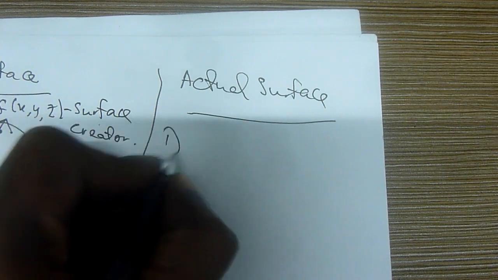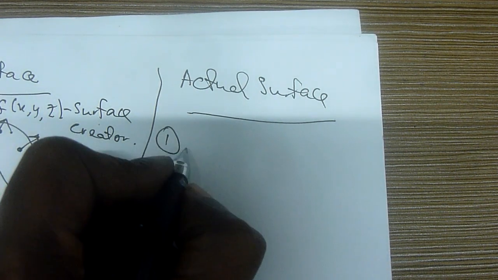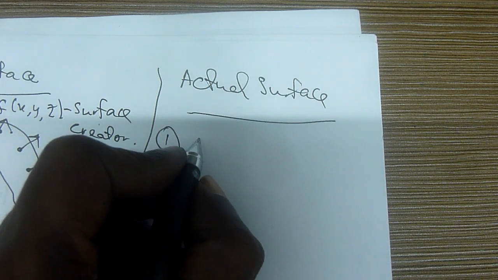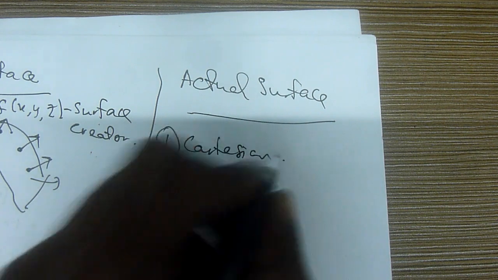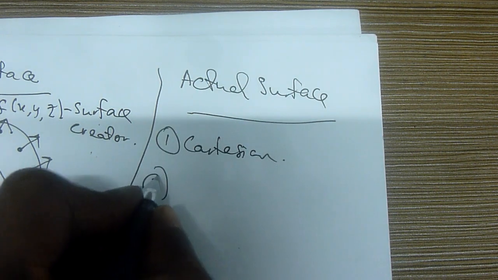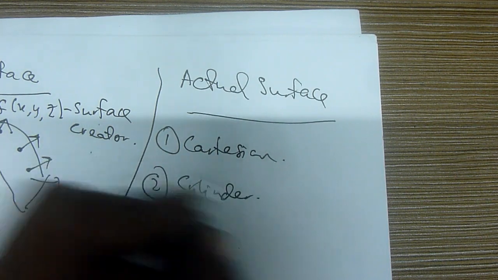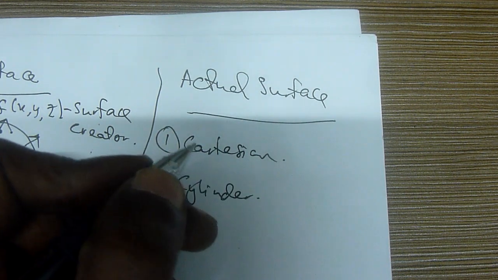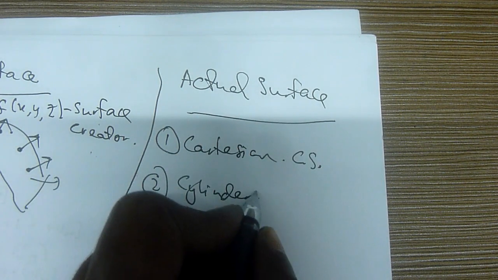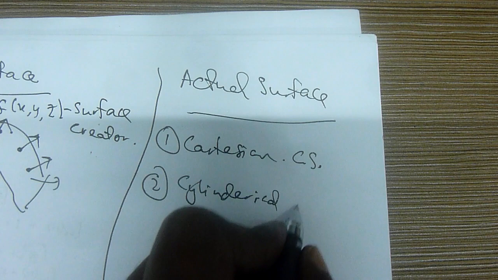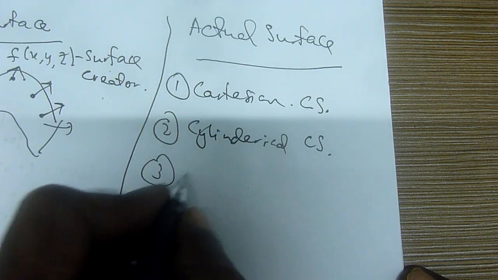There are three things that we're going to use. One, we're going to use the Cartesian coordinate system. Number two, we're going to use the cylindrical coordinate system. Actually, what we are saying is a coordinate system. And the same thing is a spherical.